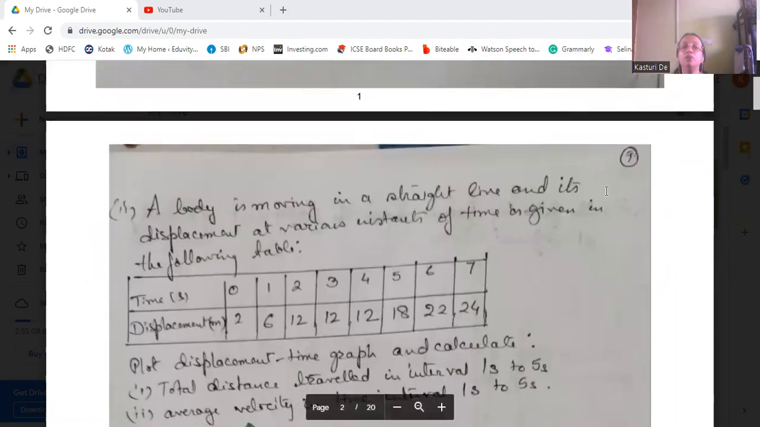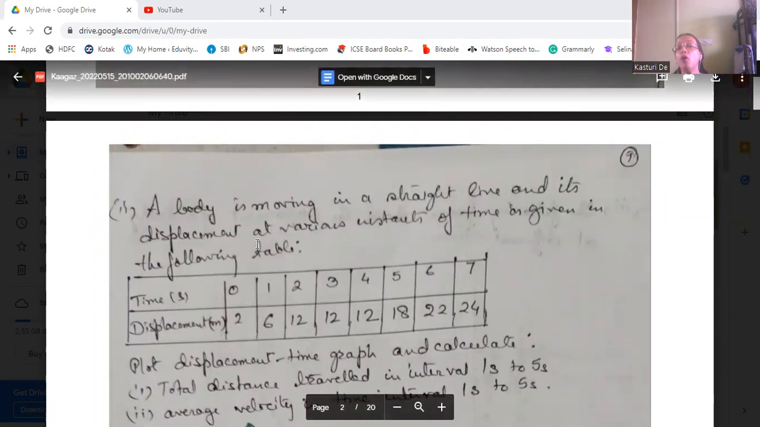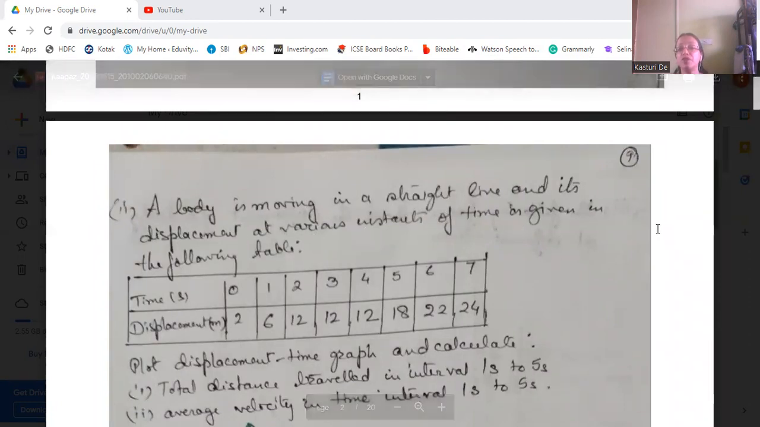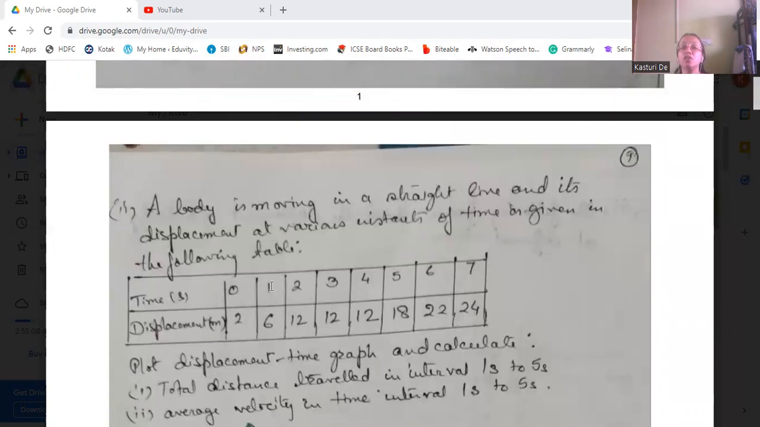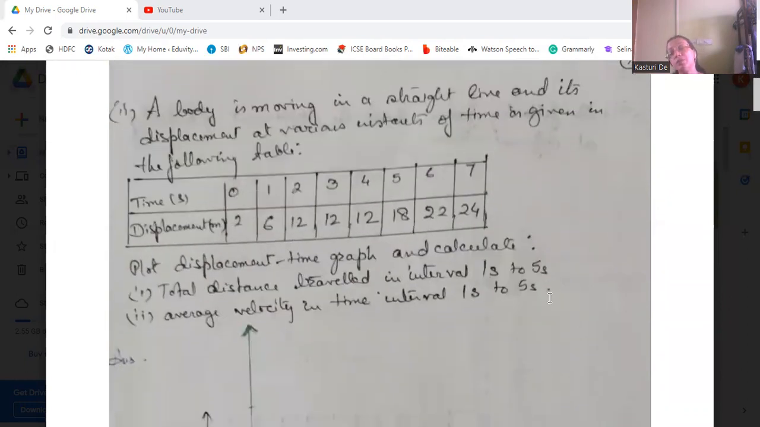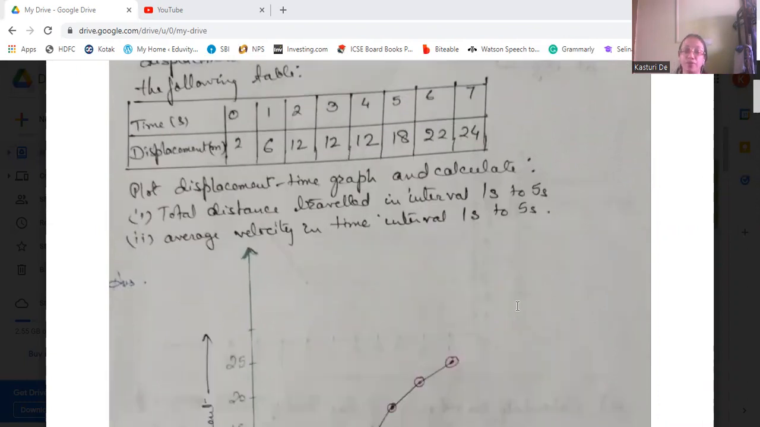Now, next question: a boy is moving in a straight line, and his displacement at various instants of time is given in the following table. 0 seconds, 2 meters; 1 second, 6 meters; 2 seconds, 12 meters; 3 seconds, 12; 4 seconds, 12; 5 seconds, 18; 6 seconds, 22; 7 seconds, 24. Plot the displacement-time graph and calculate the total distance traveled in the interval of 1 second to 5 seconds, and the average velocity in the time interval of 1 second to 5 seconds.